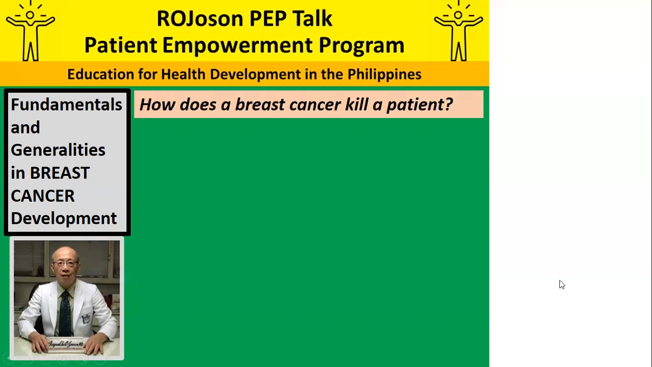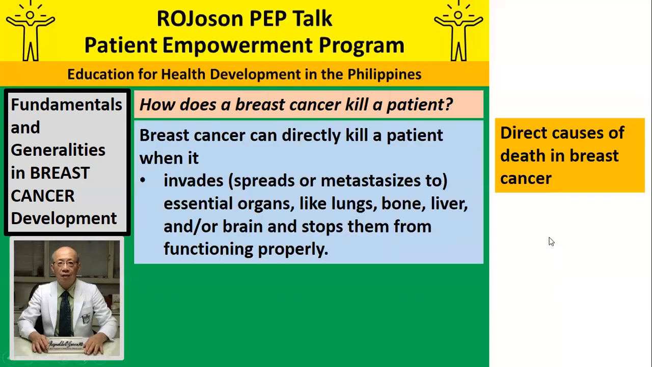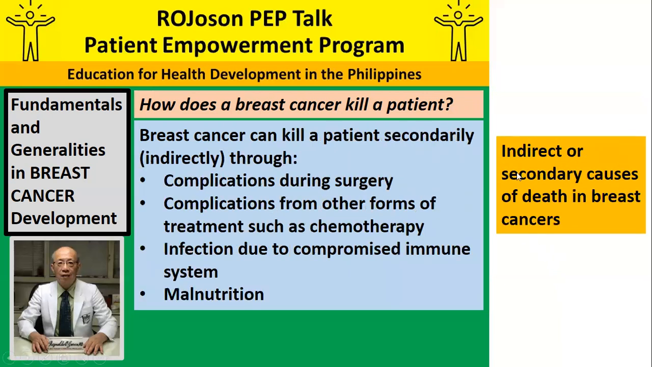How does a breast cancer kill a patient? Two ways. Direct causes of death: breast cancer can directly kill a patient when it invades, spreads, or metastasizes to essential organs like the lungs, bone, liver, and brain, and stops them from functioning properly. The indirect or secondary causes of death from breast cancer are complications during surgery, complications from other forms of treatment such as chemotherapy, infection due to a compromised immune system, and malnutrition.